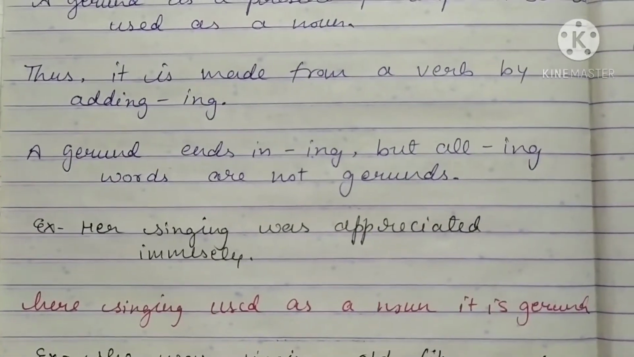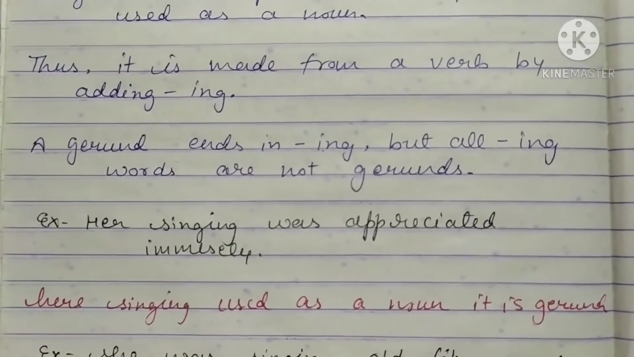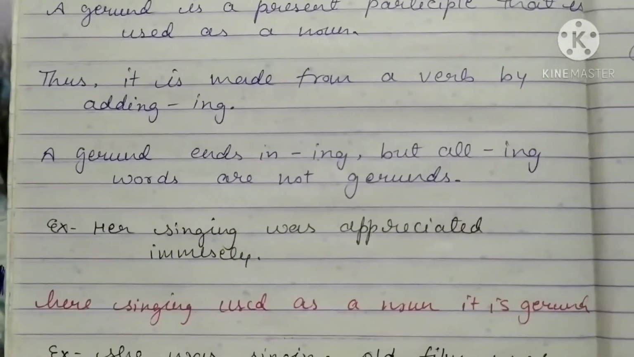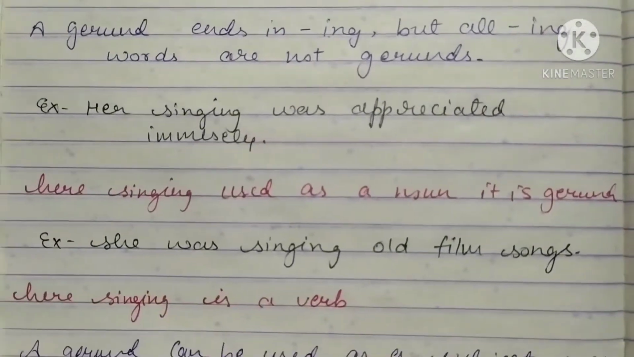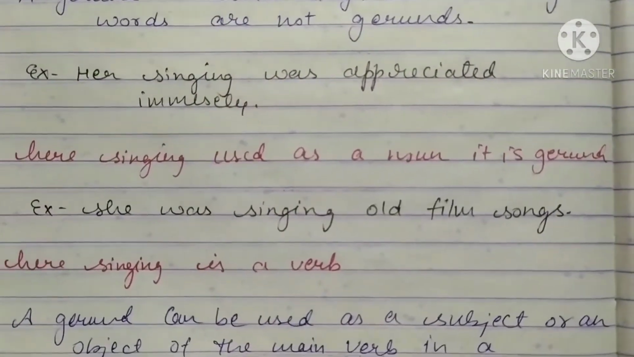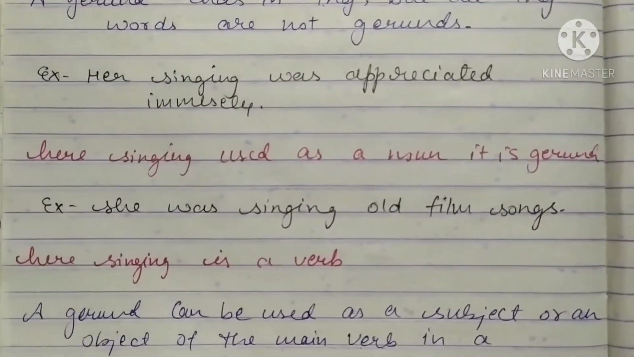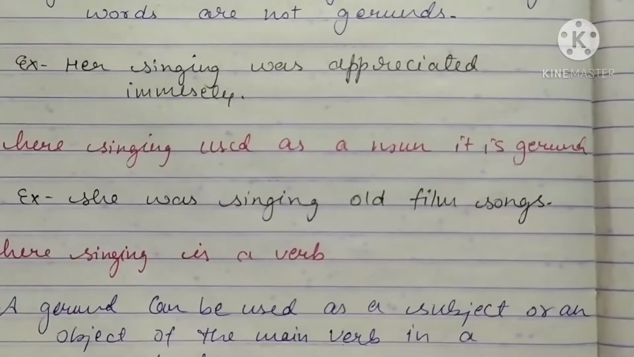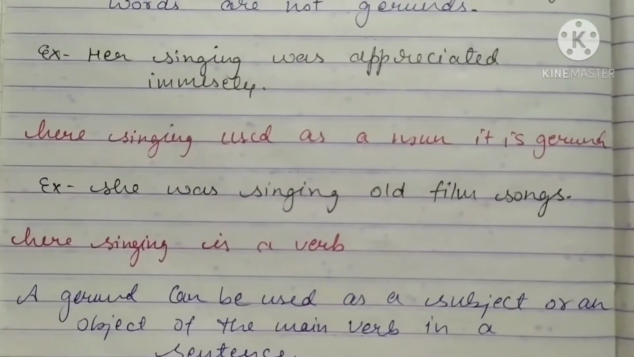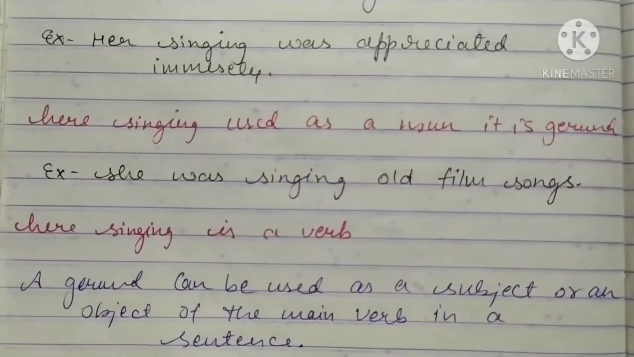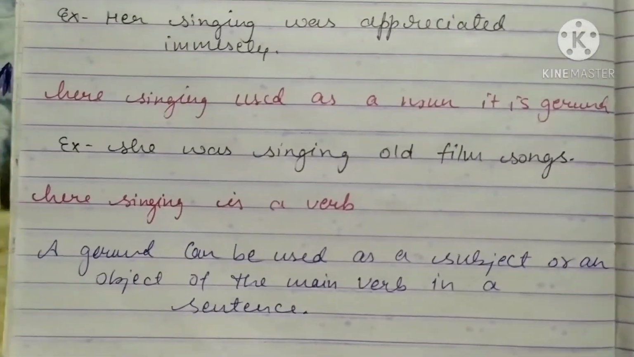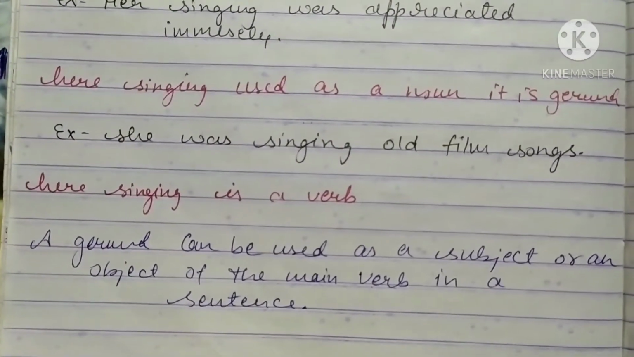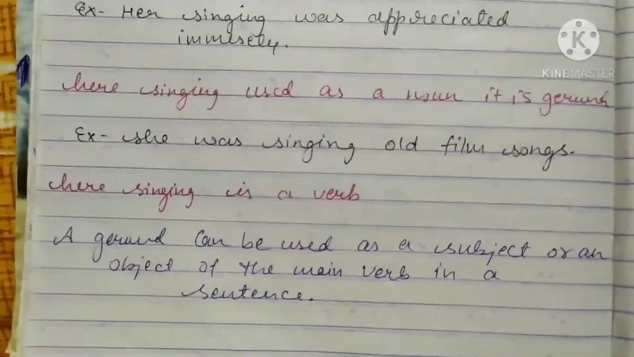For example, her singing was appreciated immensely. Here singing is used as a noun, it is a gerund. Second example, she was singing old film songs. Here singing is a verb. A gerund can be used as a subject or an object of the main verb in a sentence.